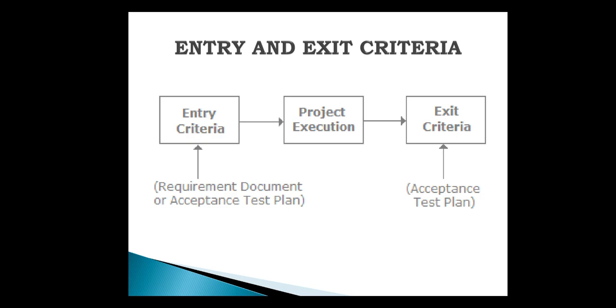So while initiating that particular execution, you first need to set some conditions. If those conditions are true, then you go for execution. That particular set of conditions is called entry criteria. After completion, while concluding the project execution, you need to set exit criteria, where the acceptance of that particular test plan is done. Okay, so we'll see it in detail.